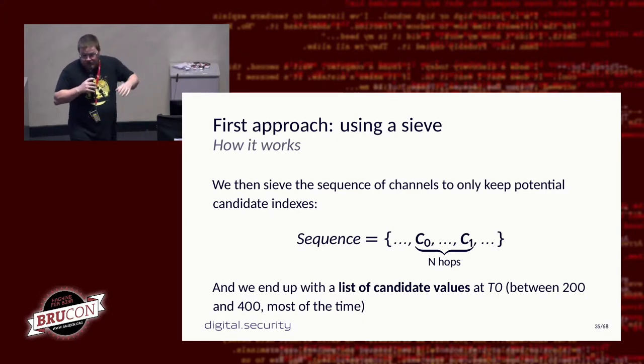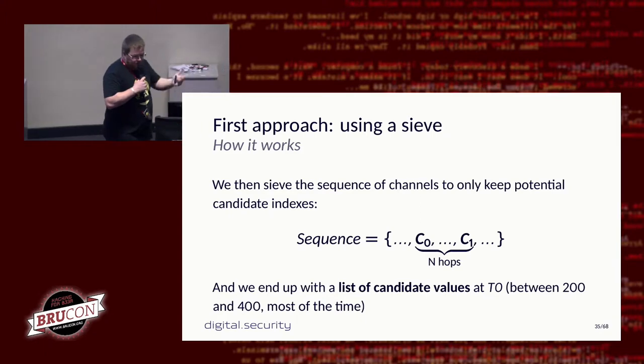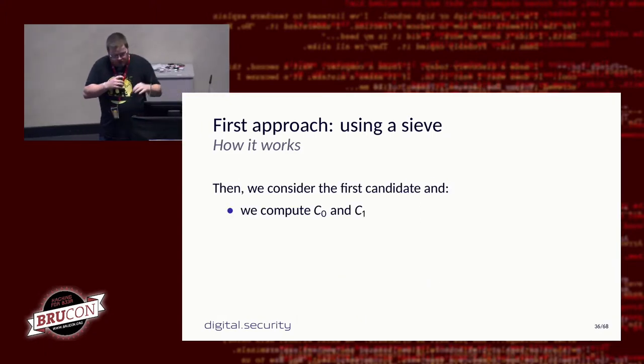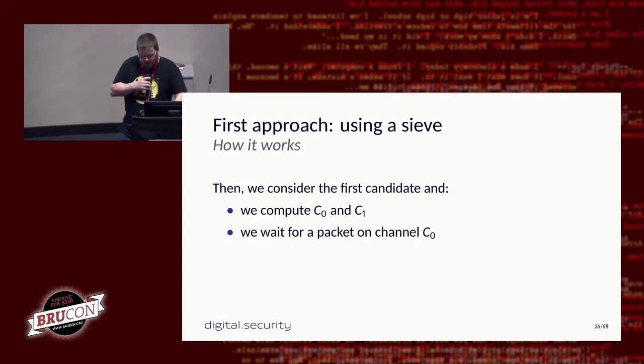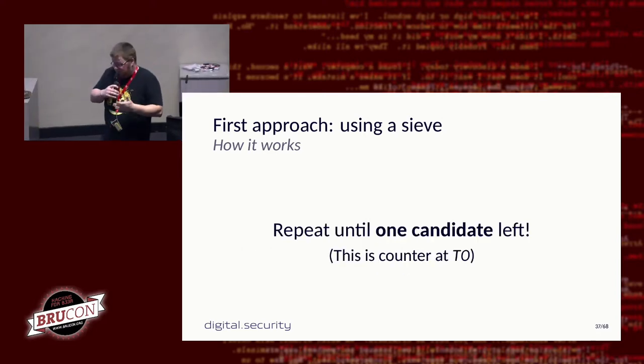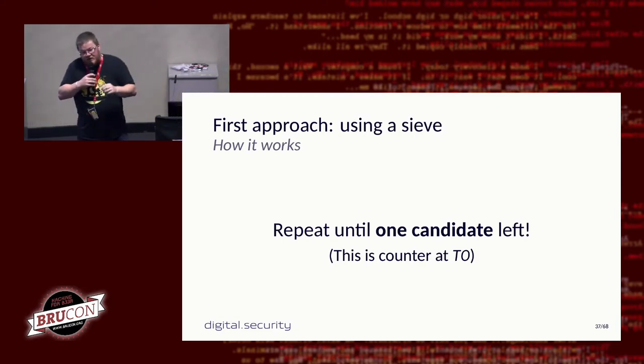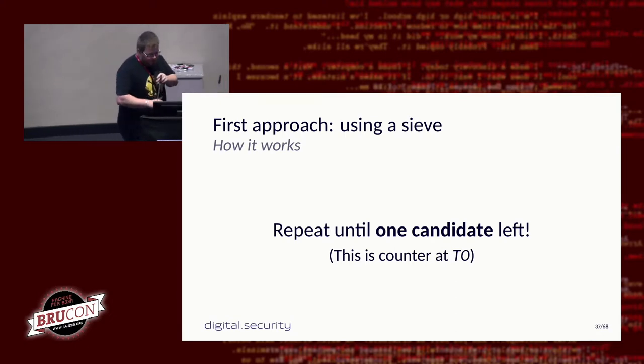By doing this, we are going to eliminate every candidate that could not have been used to generate this pattern. And we are going to loop. By doing this with a few loops, we can do it again. And after this, we will be left with a single candidate. And this candidate is the value of the counter when we started the attack at T0.